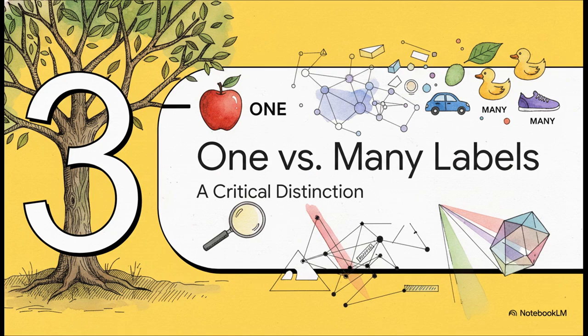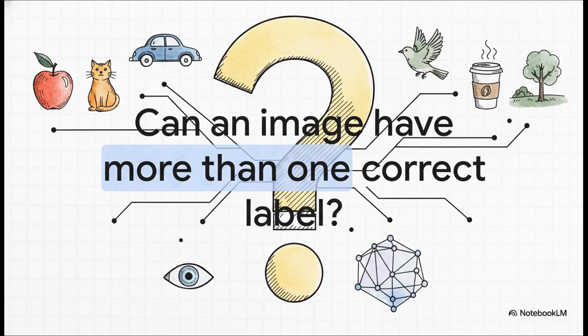Not all classification problems are the same. See, the type of question you're asking the AI actually changes the entire way you have to build it. Just think about it for a second. When you look at a photograph, is there always just one correct answer for what's in it? The answer to that question is what splits image classification into two totally different worlds.